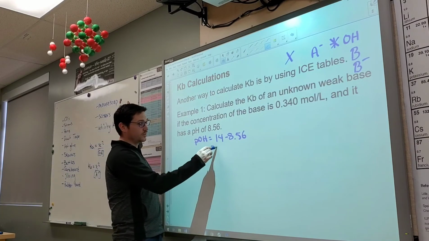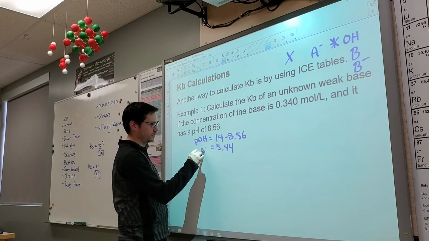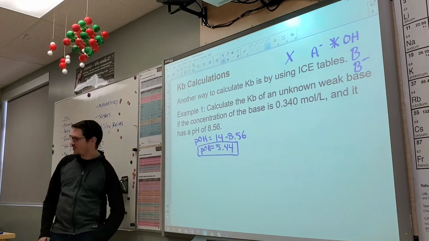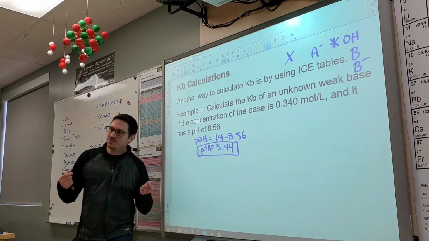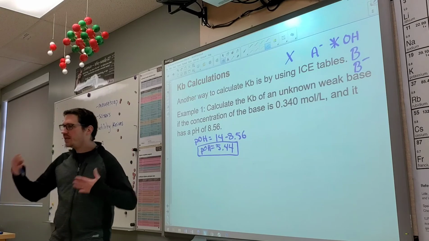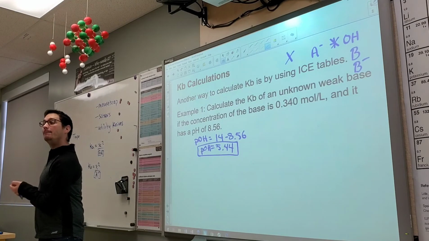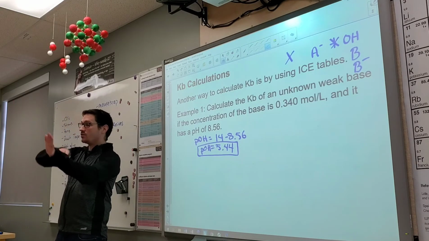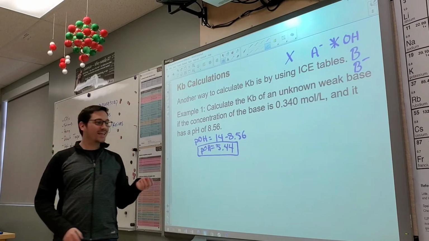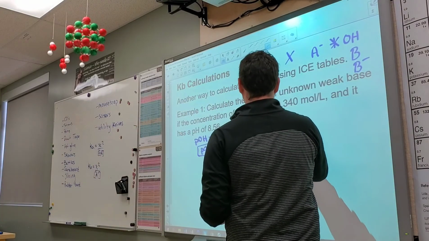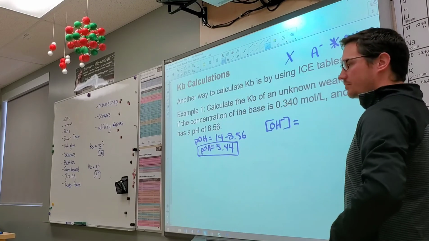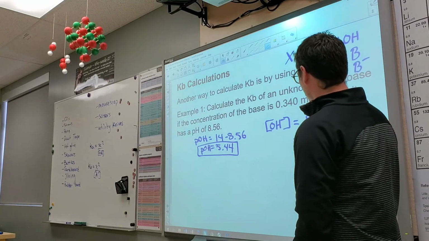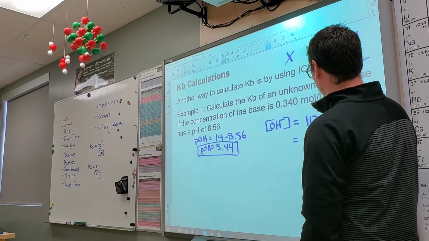.44, I think, right? Good. Oh, that's what I'm talking about. pOH is 5.44. Now, what does pOH really mean? The pOH is a measure of the hydroxide concentration. This literally means power on the hydroxide concentration. So let's calculate hydroxide concentration. 10 to the negative pOH. 10 to the negative 5.44.